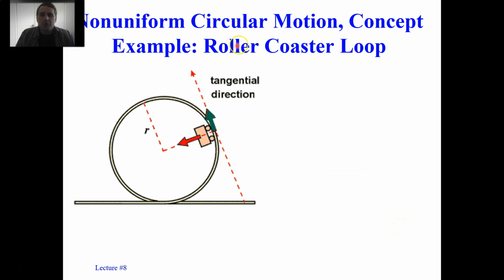So here's an example. How about a roller coaster car going through a vertical loop? Notice that this is the tangential direction and this is the radial direction. And let's assume this is a constant radius loop. Now, in practice, a lot more loops in real theme parks are more so teardrop shape. I could maybe discuss that at a later time, but for now, let's assume circular loop.